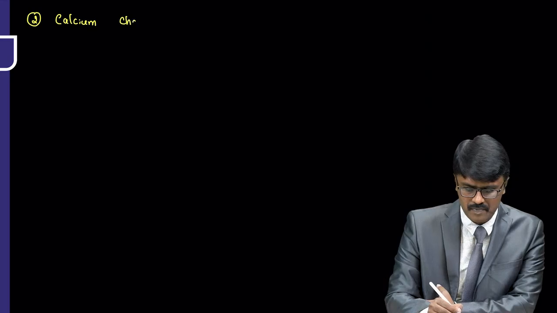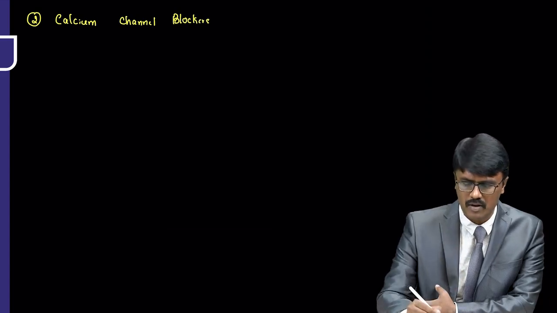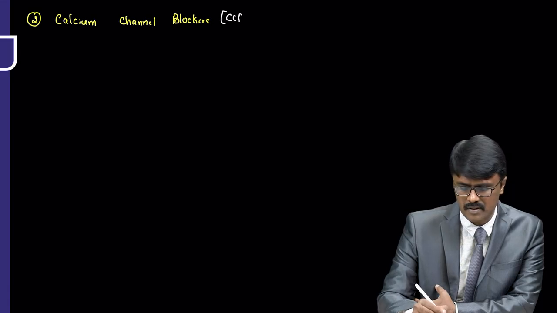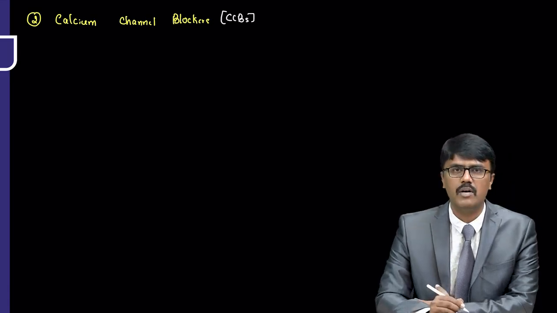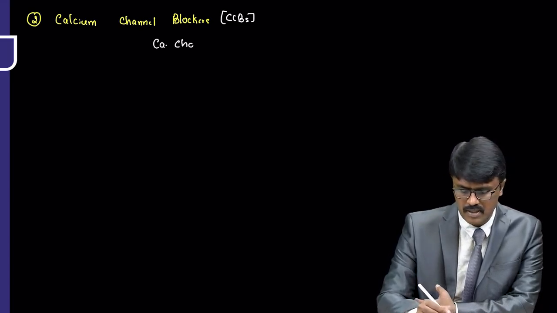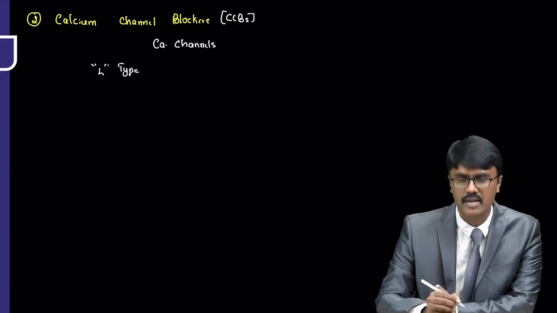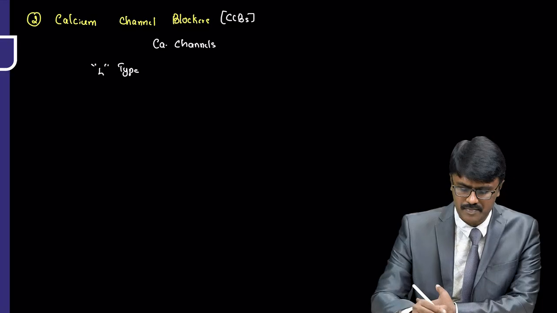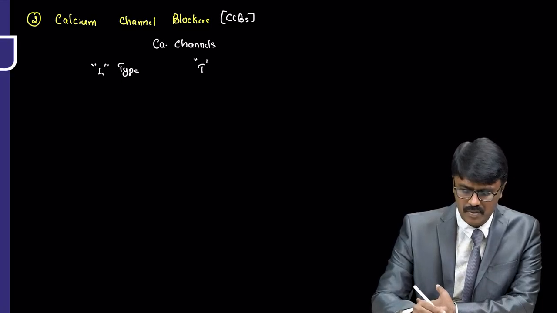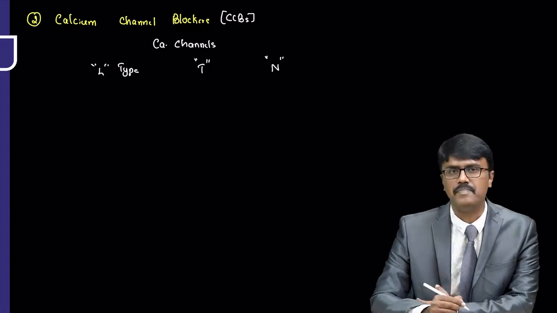Calcium channel blockers. Yes. So in short, I will be calling them as CCBs. Now, when we talk about calcium channels, basically there are three types of calcium channel. The L type. So what is the meaning of L type? It is nothing but long lasting. T type meaning transient, and N stands for neuronal.